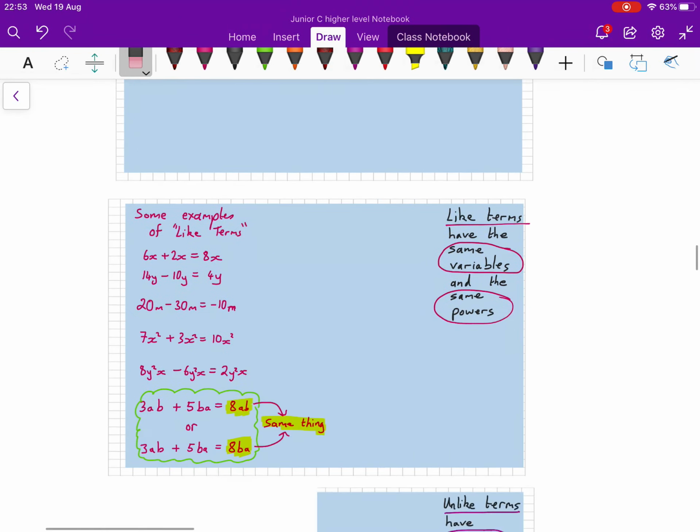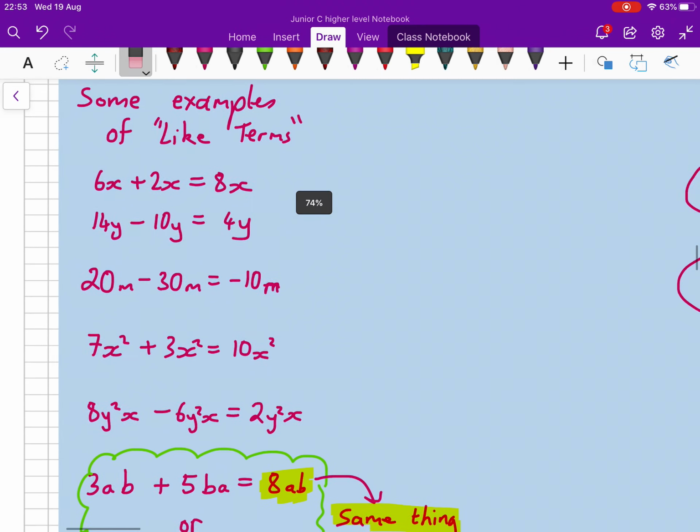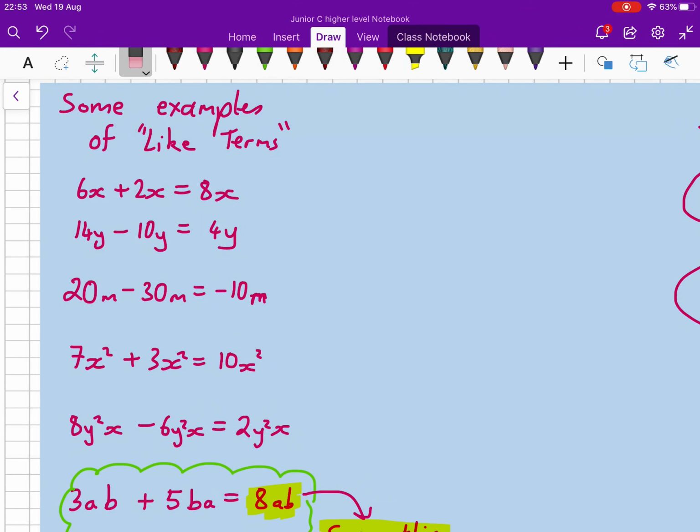So some examples of like terms. 6x plus 2x, they're like terms. We can add those: 8x. Next one, 14y minus 10y, they're similar. They're the same type of terms, so they are like terms. Subtract those and we get 4y. So there's 2 examples done.